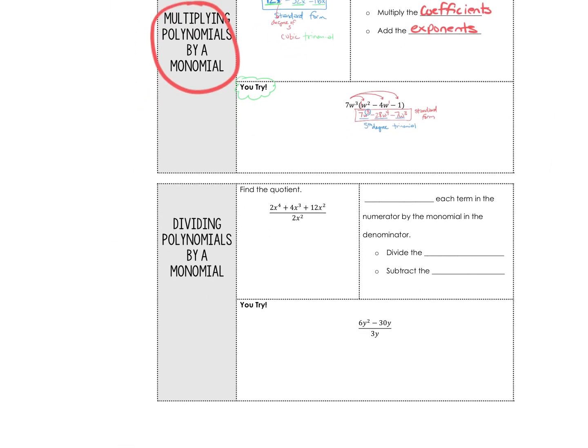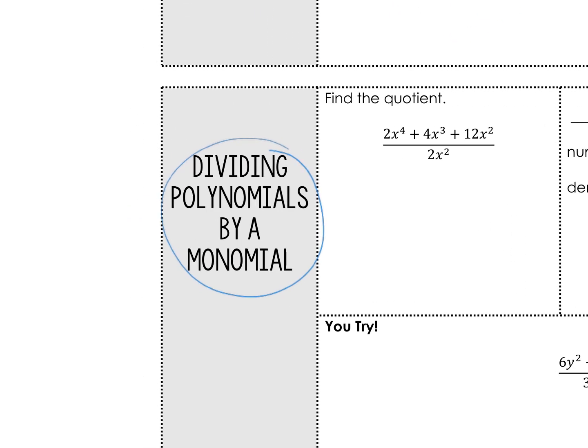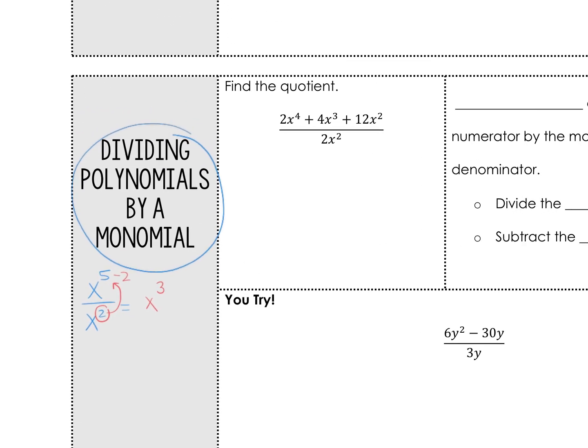All right, let's switch gears and take a look at dividing polynomials by a monomial. So for dividing, we've got to remember our rule with dividing exponents. For example, if I had x to the 5th over x squared, we learned in our last unit that when you divide, we're really subtracting. We're bringing that 2 up and subtracting it from the top. So we get x to the power of 3. So we're going to do a lot of that here.